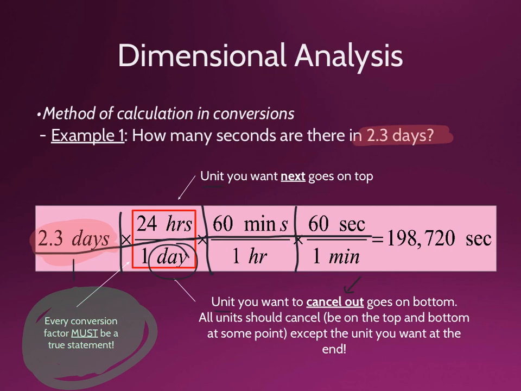So you need to, in this case, plug in the numbers to make it true. Well, 1 day is 24 hours, 1 hour is 60 minutes, 1 minute is 60 seconds. I then multiply everything across the top, divide by everything across the bottom, and I get my answer of 198,720 seconds, okay? So again, dimensional analysis is a normal logical calculation. The format is all that's different. So you need to follow the format that we're introducing right now.